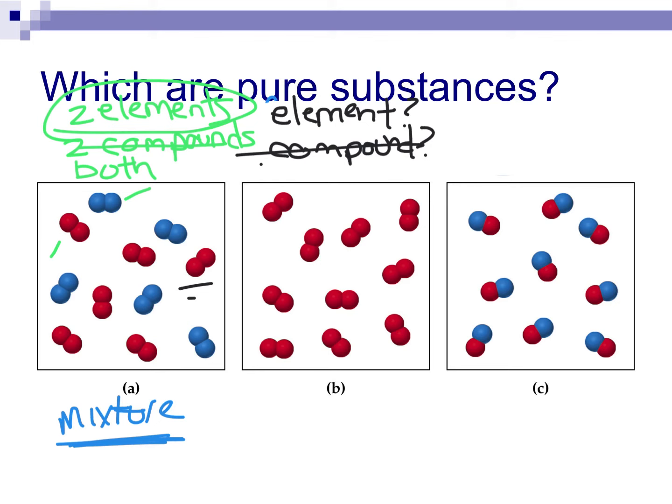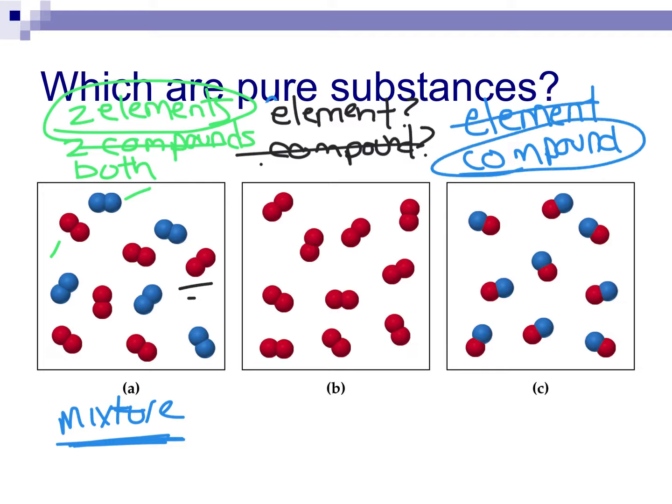Well, let's look at C. It's a pure substance, we already talked about that. Is this an element or is this a compound? I hope you picked compound, because you see we have two different atoms bonded together in a molecule of a compound. Two different. This screen is rich with question possibilities.